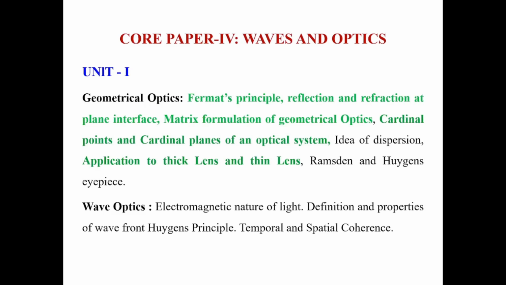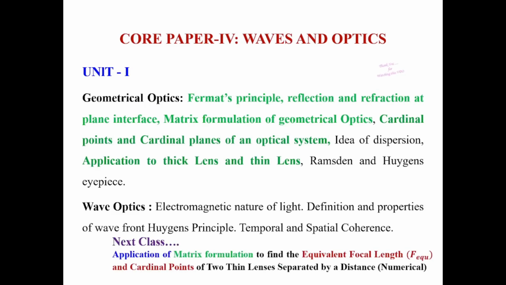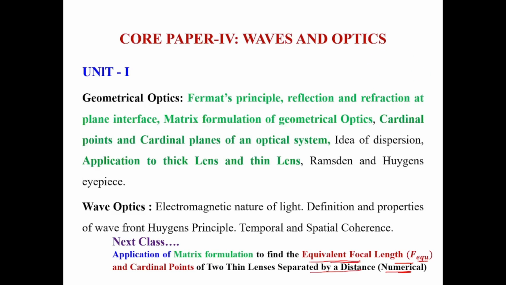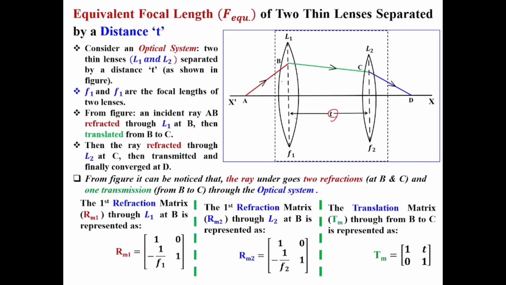In our next class we are going to discuss finding the equivalent focal length, written here as EQU, and the cardinal points of two thin lenses separated by a distance, with numericals. If we consider this situation, two thin lenses separated by a distance t, what will be the equivalent focal length and the corresponding cardinal points? This is called the system matrix of the combination of two lenses. Okay, next class we are going to discuss this topic.